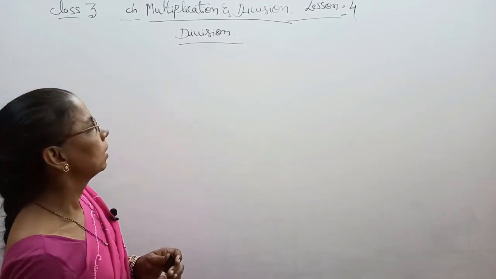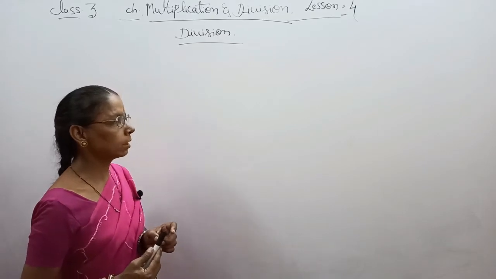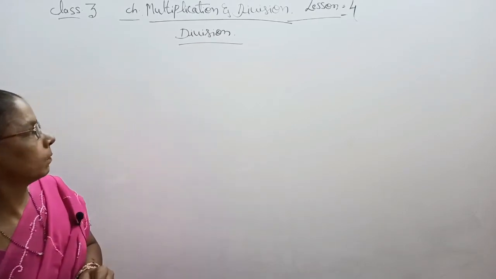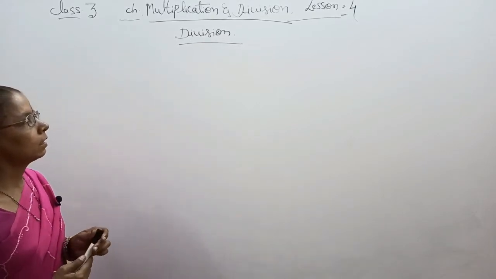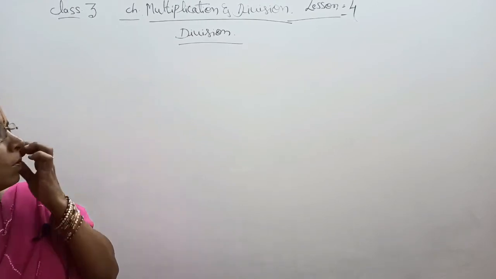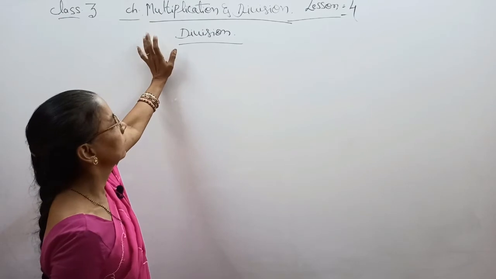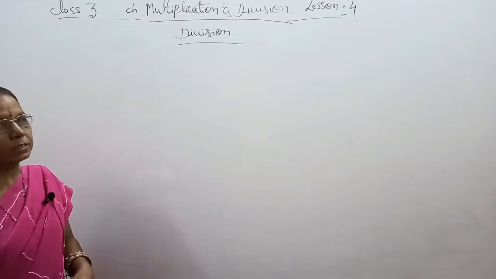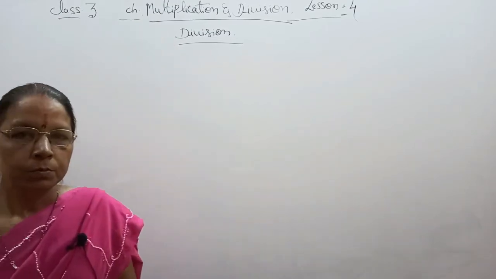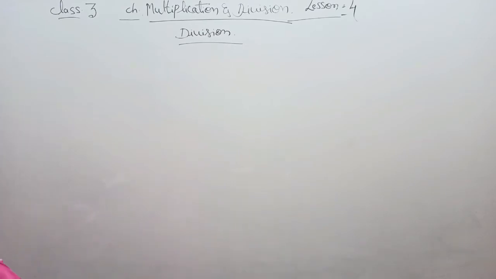In the last class we learned about multiplication by two-digit numbers, where the numbers being multiplied are two or three digits. Today we are going to learn about division. What is division? Division means we have to divide anything into proper equal parts. That is called division.